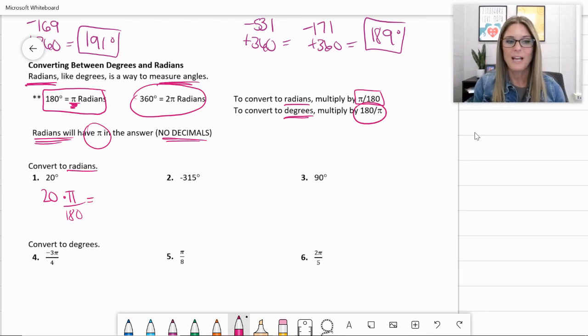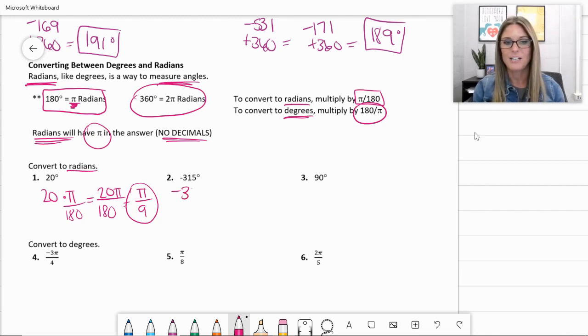Okay, multiplying fractions across the top and across the bottom, you got 20 pi over 180, and then simplify from there, we get pi over 9 radians. 20 degrees is equal to pi over 9.